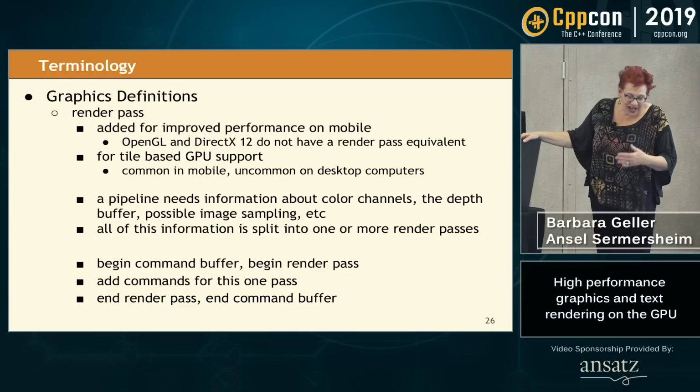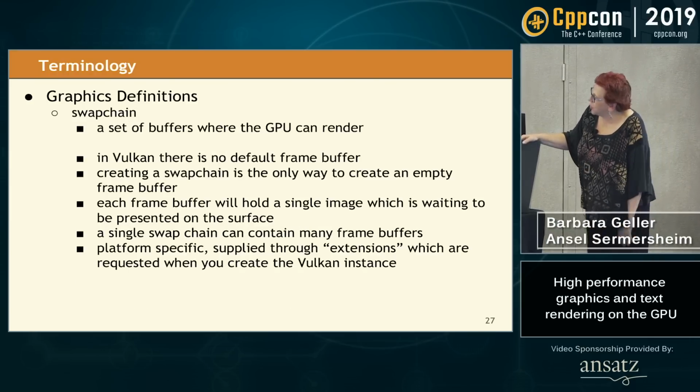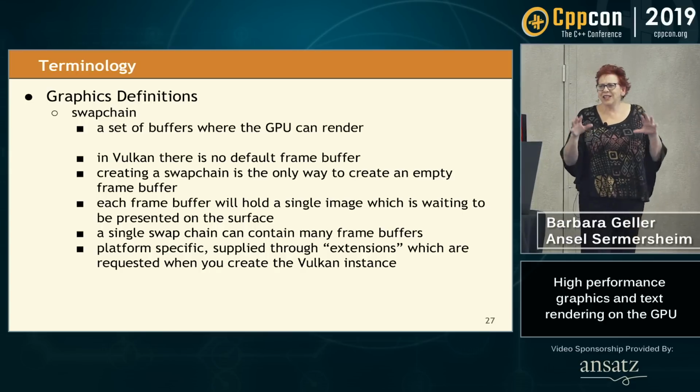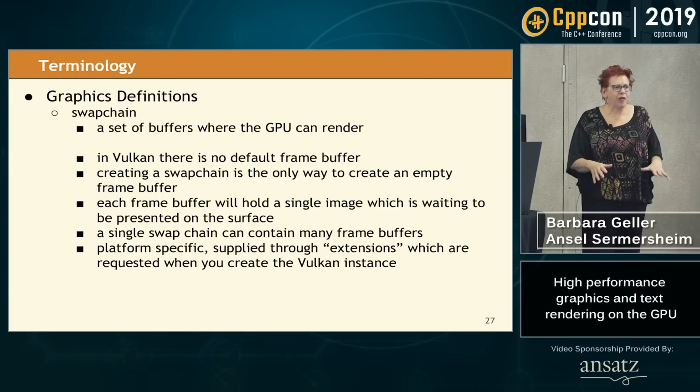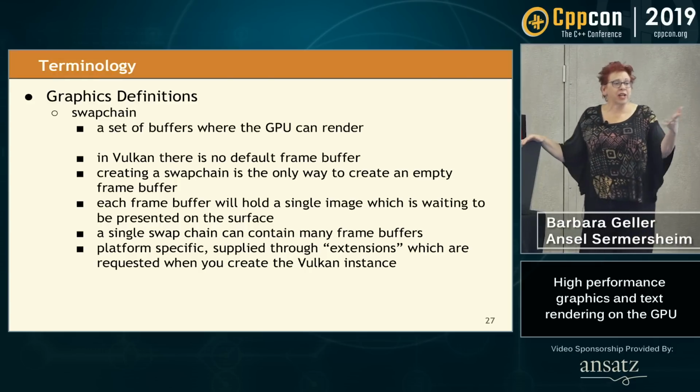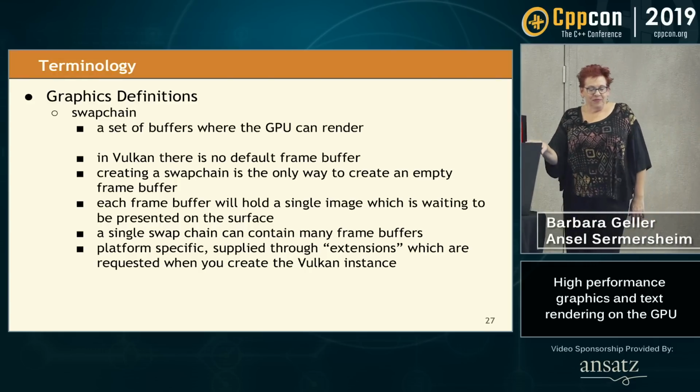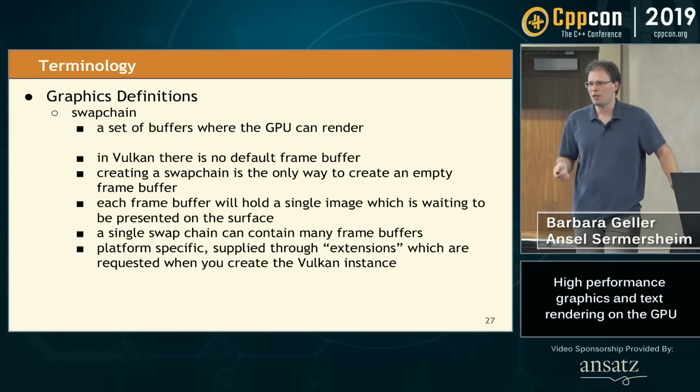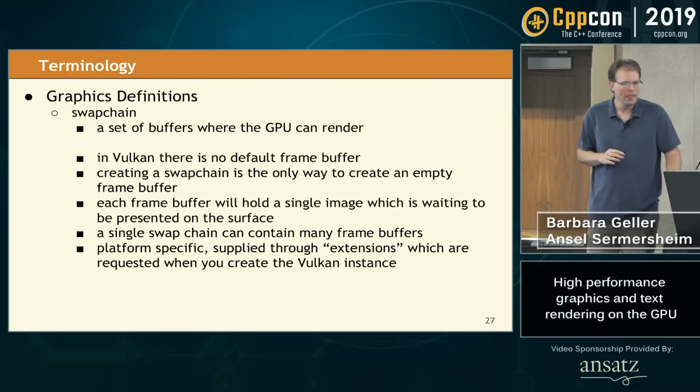There's also a swap chain. And this is another set of buffers for the GPU to render. If you're getting the idea, there's a lot of terminology, there's a lot of buffers, and it's quite exhausting to set up Vulkan. And the swap chain is how you create frame buffers. Without a swap chain, you can't display anything.